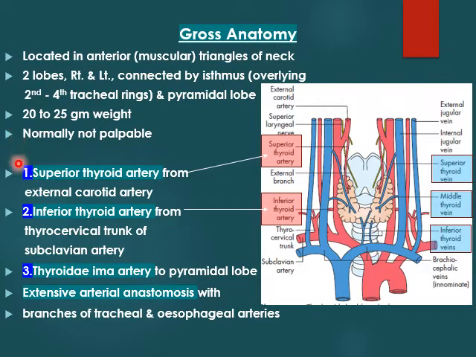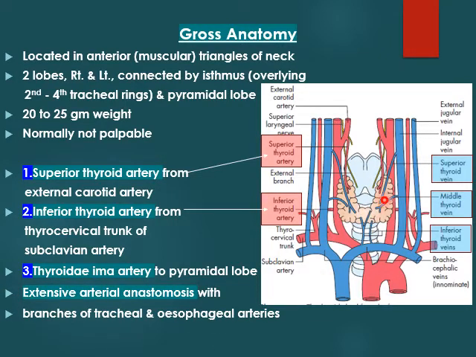The arterial supply is from three arteries: the superior thyroid artery from the external carotid artery, the inferior thyroid artery from the thyrocervical trunk of the subclavian artery, and the thyroidea ima artery to the pyramidal lobe. There's also extensive arterial anastomosis with branches to the tracheal and esophageal arteries.